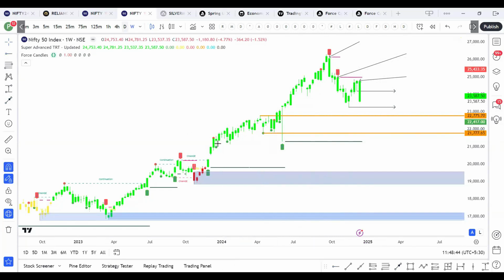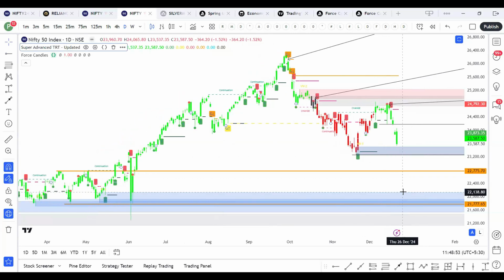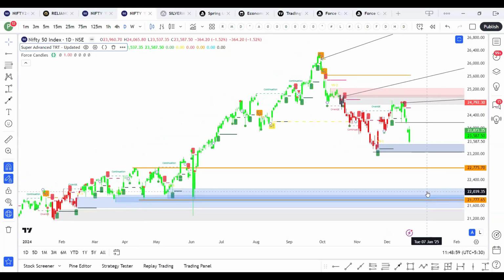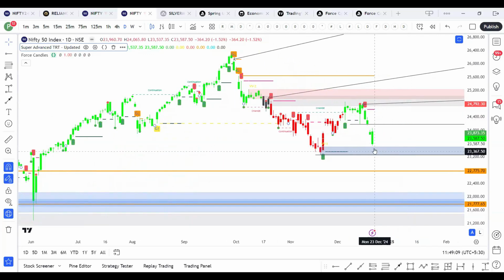Let us see the daily chart. What do we see on the daily chart? This is the buying area. So if this buying area is broken, then next is here. So 22,000, prices can come up to 22,000. But will it come down directly like this? No. We can't say that it will come or it will not come.